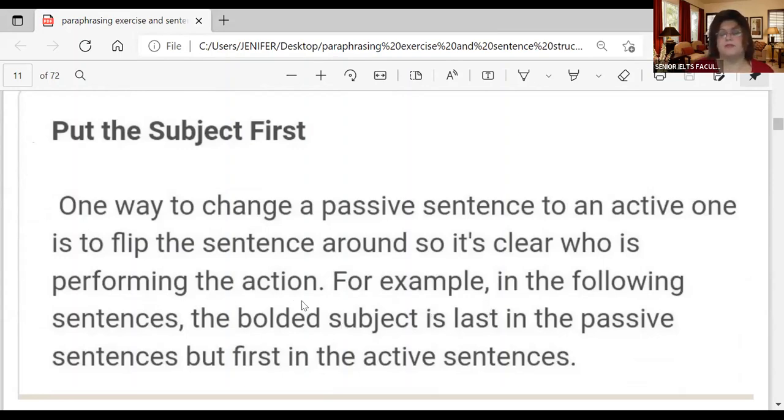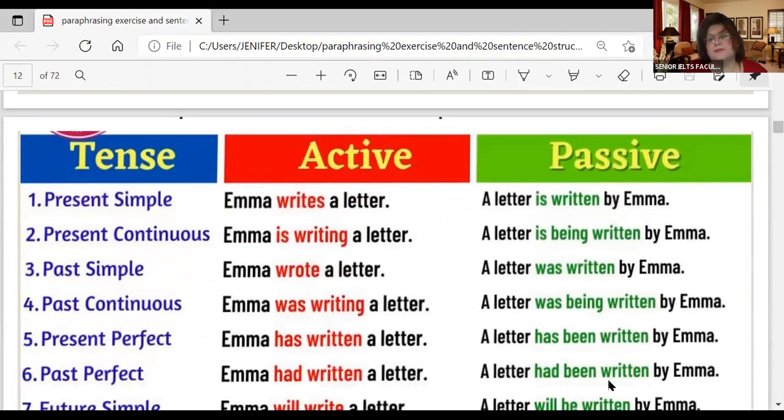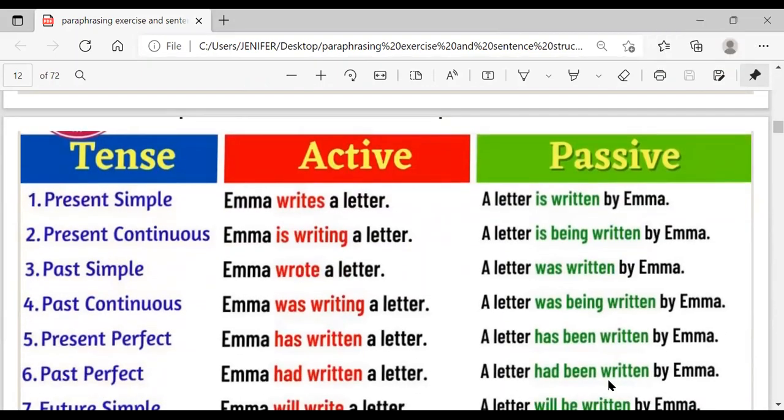For example, in the following sentences, the bolded subject is last in the passive sentences, but first in the active sentences. I hope this topic is clear to you guys. Yes, ma'am. Lovely.